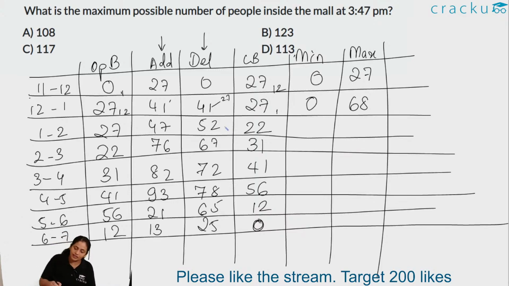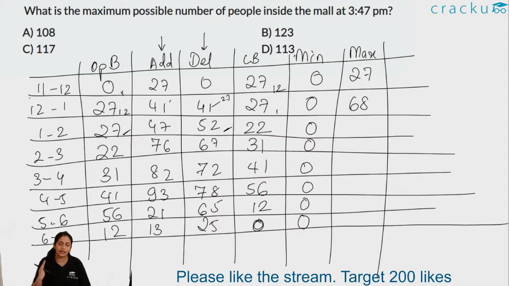See, basically if the deletion is more than this value, the minimum value will be 0, because essentially you can always say that whoever was there left. All these 27 were part of this 52 who left, and they left at the start of the time period. So there were 0 people left in the mall. So in all cases, when this value is less than this value, the minimum number of people in that time period would be 0. So 0 over here, 0 over here, 0 over here, 0 over here, 0 over here, and 0 over here. In all of these cases, it can be 0 at some point of time in the mall.